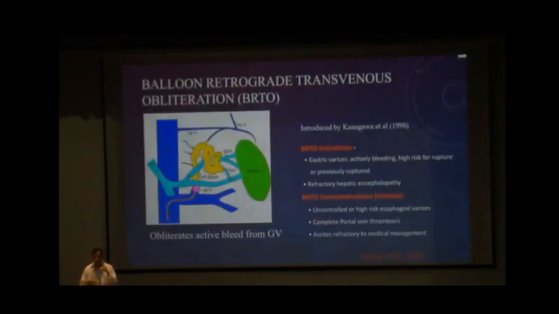So coming to the third part, which is BRTO, balloon retrograde transvenous obliteration. This was introduced in 1996. The indications include gastric varices, whether it's for active bleeding or primary prophylaxis, and somebody who has refractory hepatic encephalopathy. The contraindications include if the patient has high-risk varices. These are relative because you can do a TIPS in that sense, or if there's complete portal vein thrombosis.